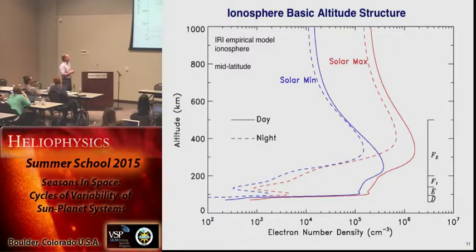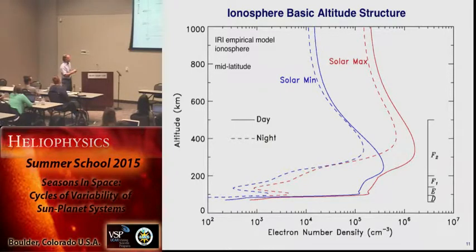So this is the basic altitude structure of the ionosphere. We have solar min in blue, solar max in red. A lot more of it, of course, at solar max because there's more solar radiation. And this is that F region. The major peak of the ionosphere is up in the F region. And down here, there's a little blip for the E region. And the D region is down here. It's hardly even visible on this plot. It's very weak.